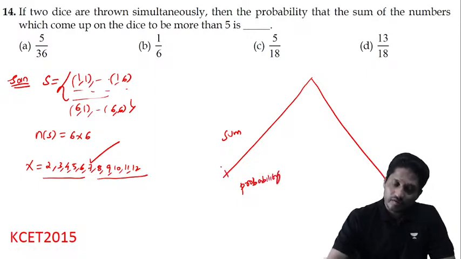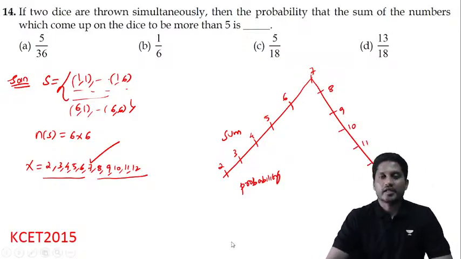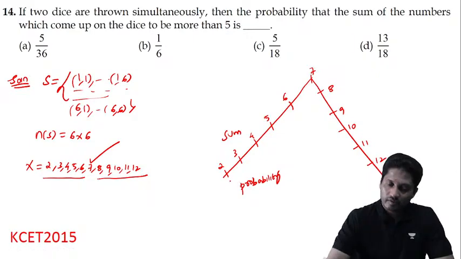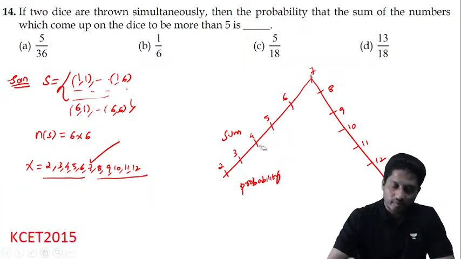Sum can be 2, sum is 3, 4, 5, sum is 7, 8, 9, 10, 11 and 12. Okay, and the corresponding probability will be equal to, here I get 2, 4, 5, 6, sum, right? This will be probability.